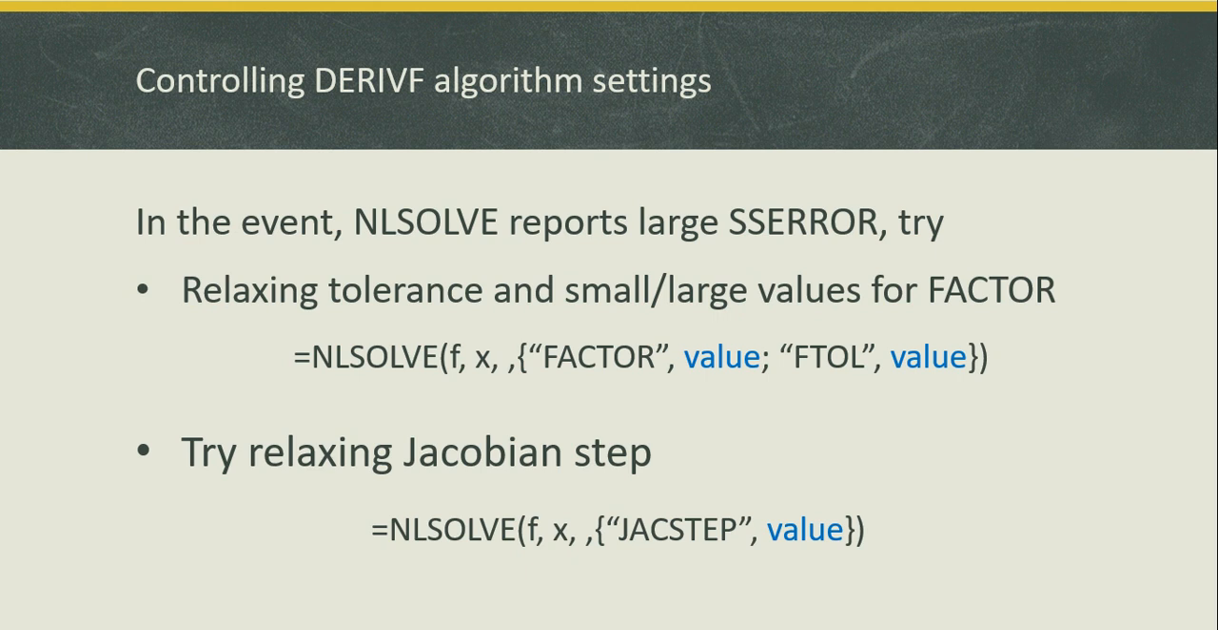The first thing you should do is define different starting values for your variables. Simply go to these cells and assign any values other than 0. This is usually the most effective way to get a better solution. If starting from different values does not help, try relaxing the tolerance and changing values for the factor control key, and you do this as shown in this formula here. You may also try relaxing the Jacobian step. Also, this may not necessarily yield a better solution.